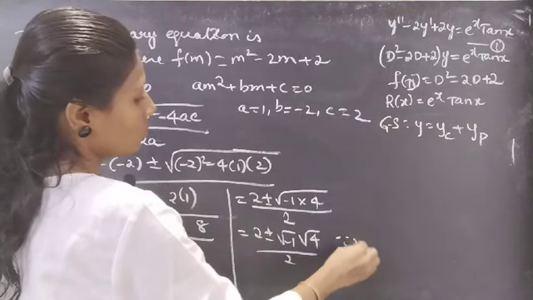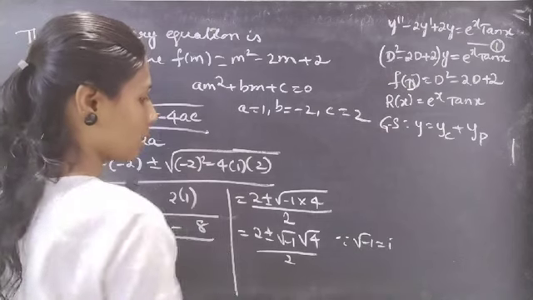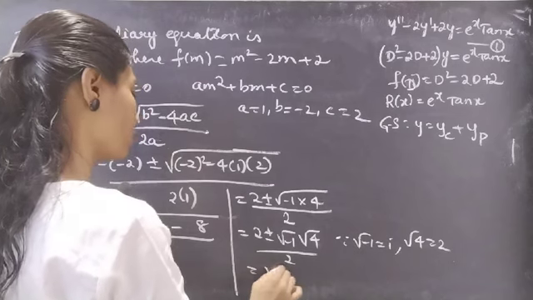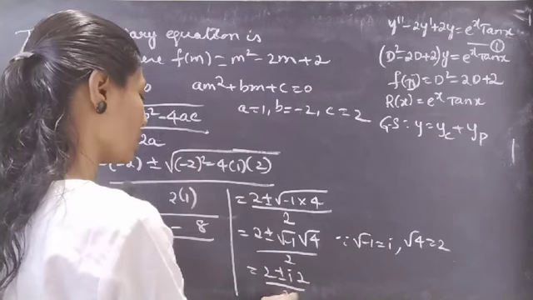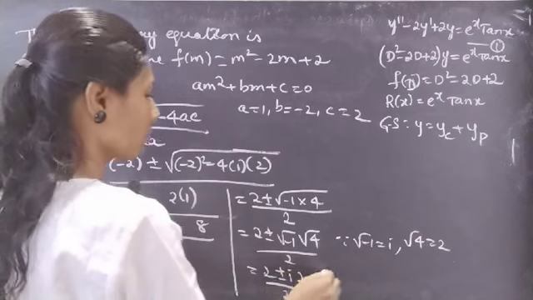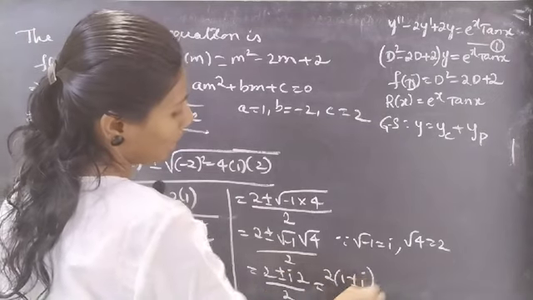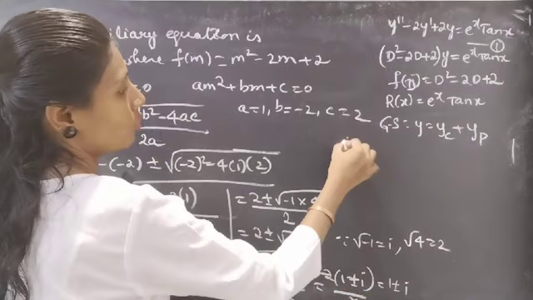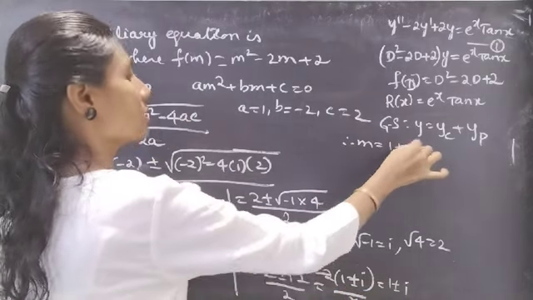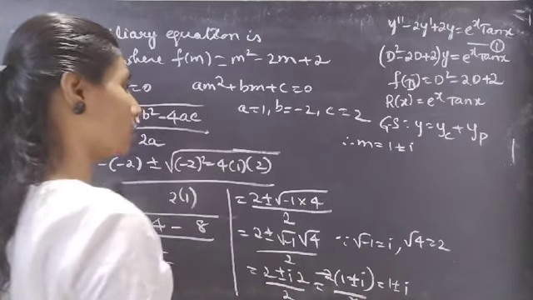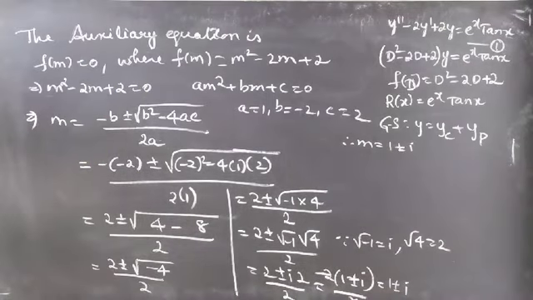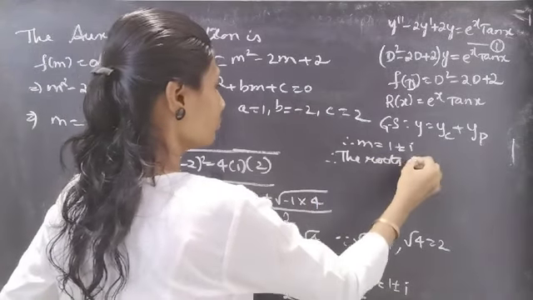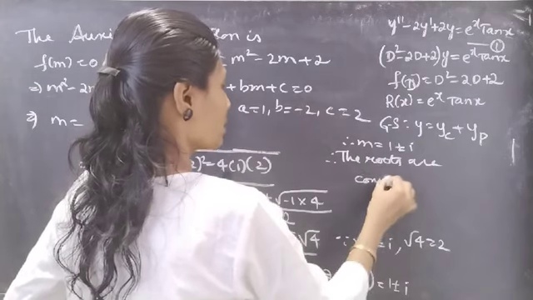by 2. Since we know that square root of minus 1 is i and square root of 4 is 2, we'll get 2 plus or minus i into 2, by 2. Now take 2 common from the two terms of the numerator, and we'll get 2 times 1 plus or minus i, by 2. Here 2 gets cancelled and we'll get 1 plus or minus i. Therefore m equals 1 plus or minus i, a pair of complex conjugate roots. Therefore the roots are complex conjugate.